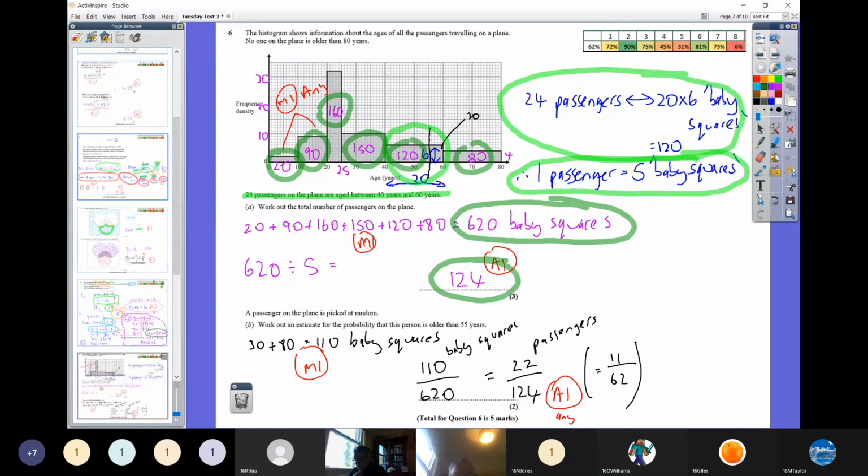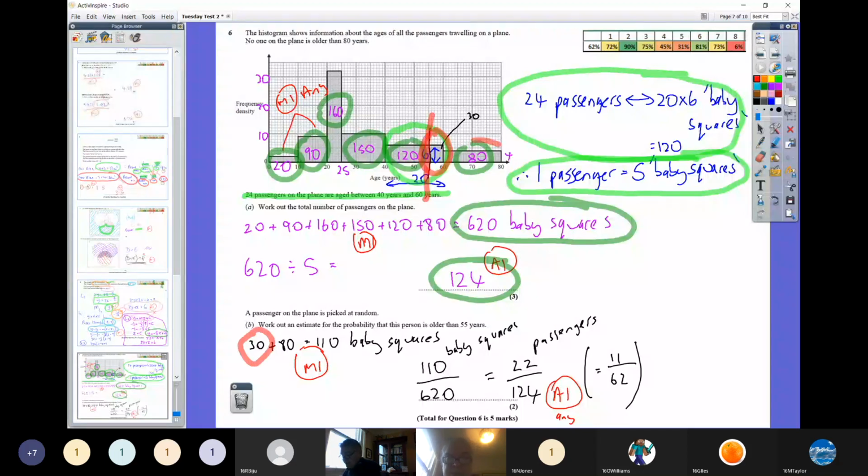Now for part B, work out an estimate of the probability that the person is older than 55. So go and look up at your diagram and work out where 55 is. That's there where I put the line. Now, the number of baby squares which are older than 55 to the right of that is that little area there, which is 5 by 6. So that's 30 baby squares.